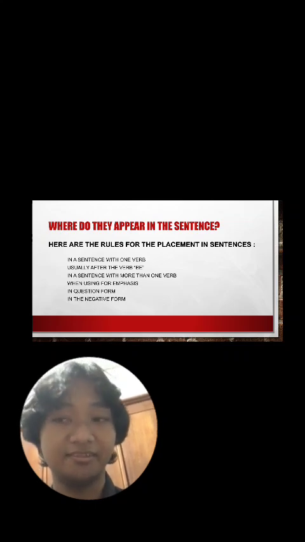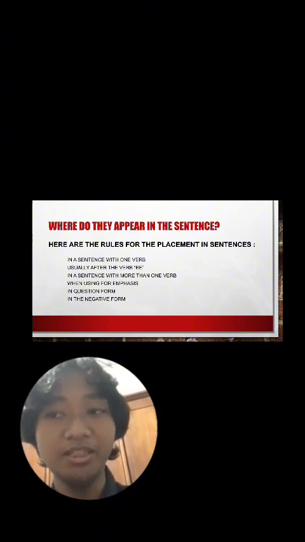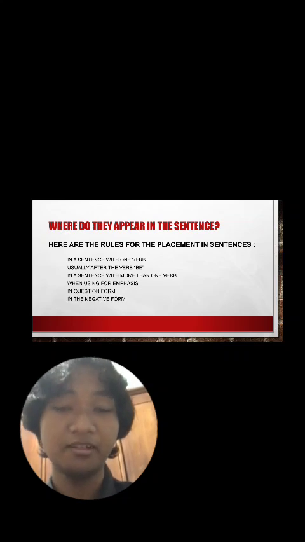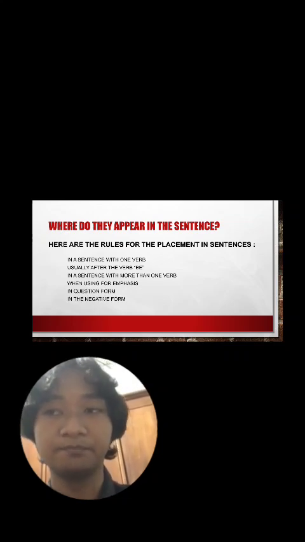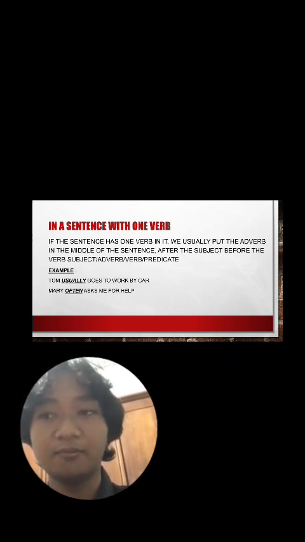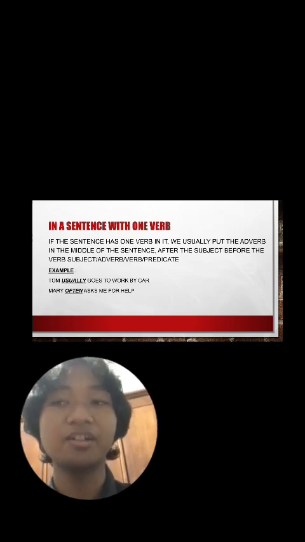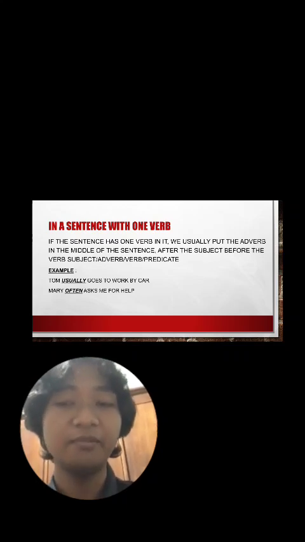Where do they appear in the sentence? Here are the rules for the placement in sentence. In a sentence with one verb, after the verb be, in a sentence with more than one verb, when using for emphasis, in a question form, and in a negative form. In a sentence with one verb, if the sentence has one verb in it, we usually put the adverb in the middle of the sentence, after the subject, before the verb. The structure is subject, adverb, verb, and predicate.